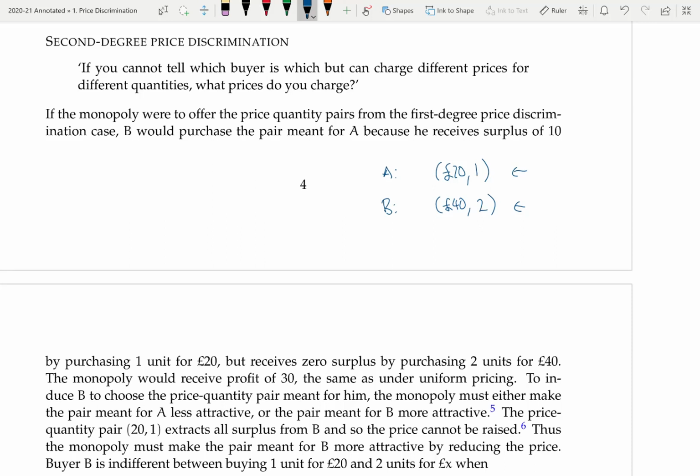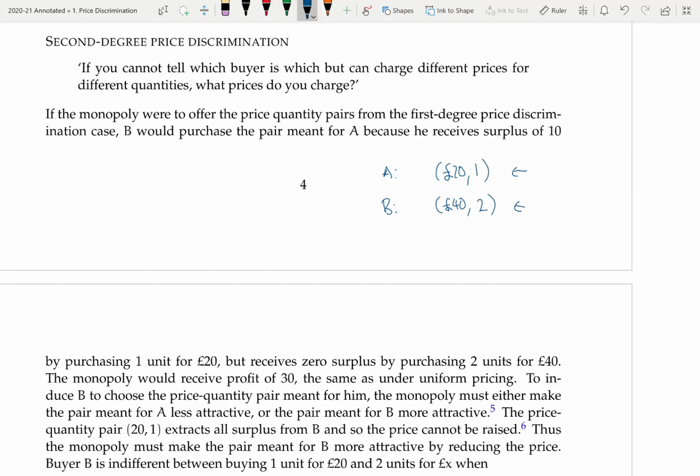things. Now, the monopoly can't increase the price of this option to make it less attractive to buyer B, because then buyer A would not want to buy either option. In fact, we're going to leave this one as it is. You can't do any better than this. You can't change this to make it less attractive to buyer B. So instead, we're going to change this option to make it more attractive to buyer B.